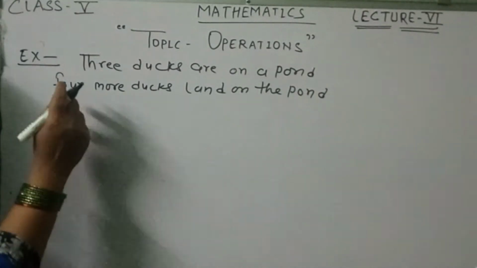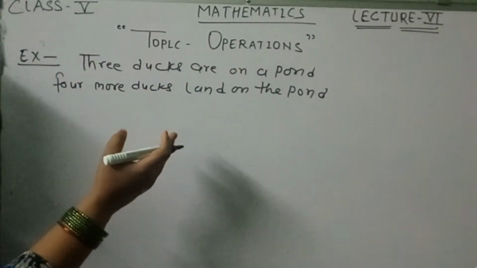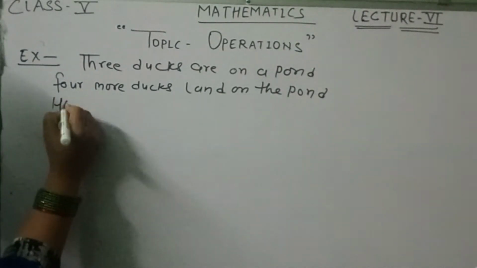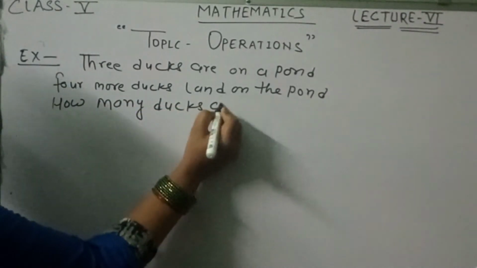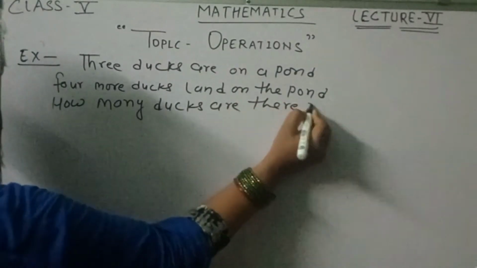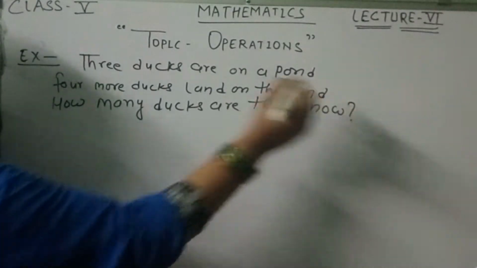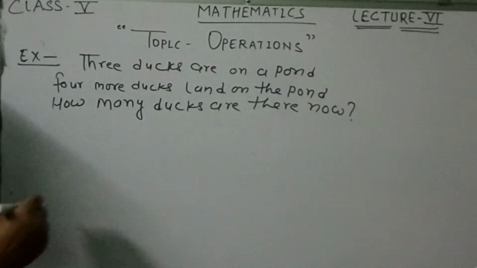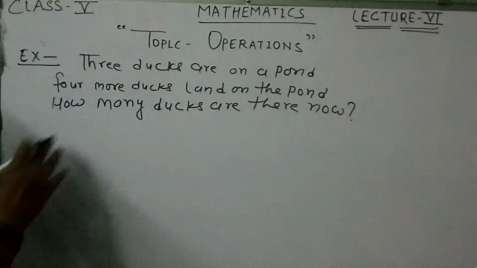Now, here the question is: three ducks are on a pond. Four more ducks land on the pond. Then how many ducks are there now? That is your question. See once again, three ducks are on a pond. Already three ducks are there on a pond, and four more ducks land on the pond. Then how many ducks are there?